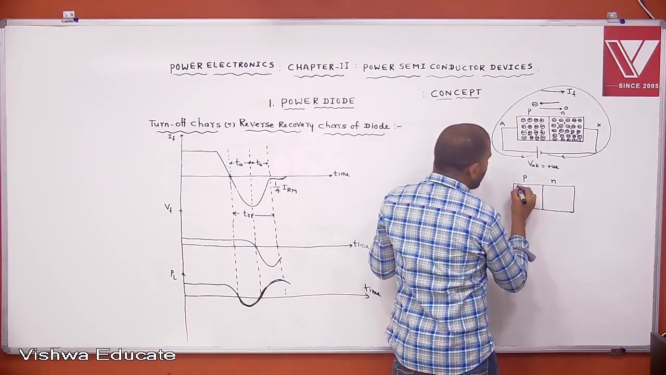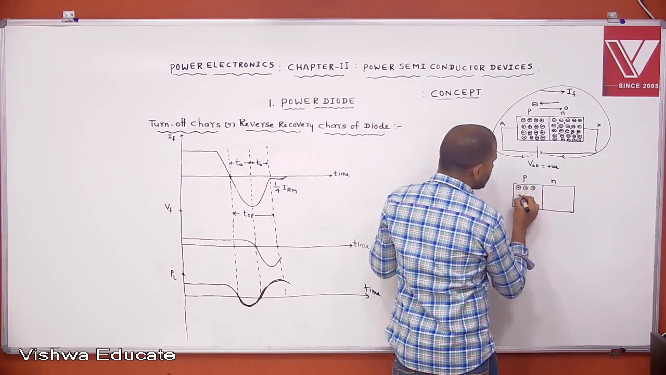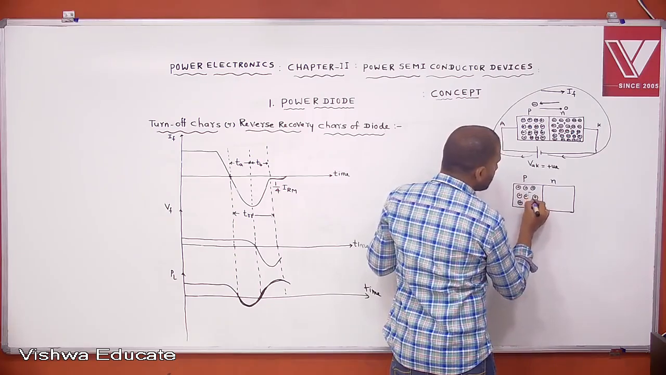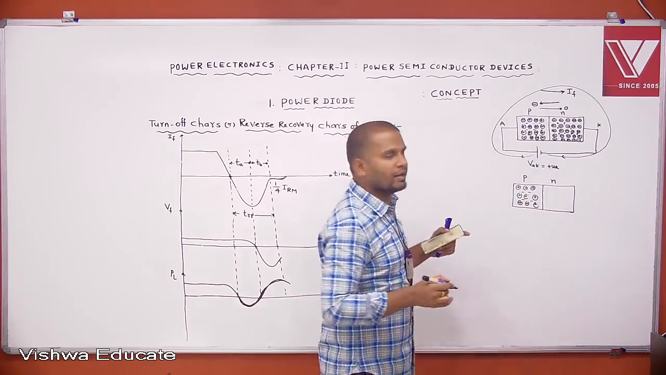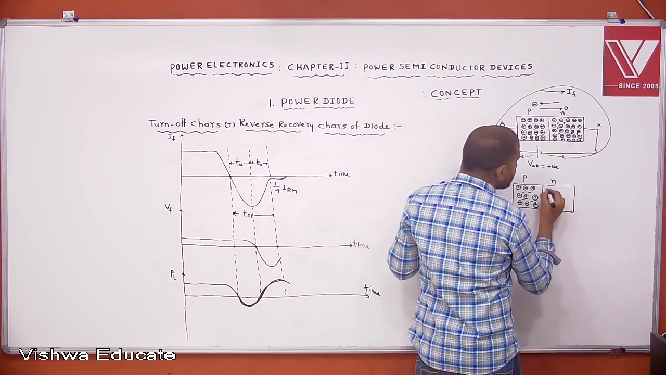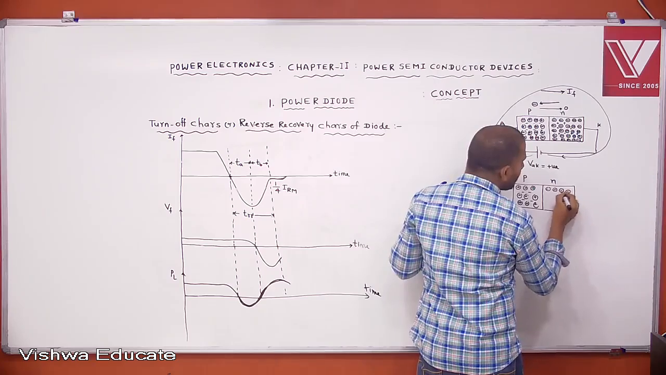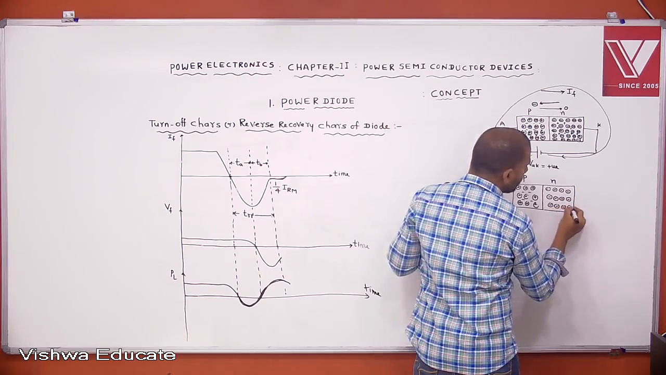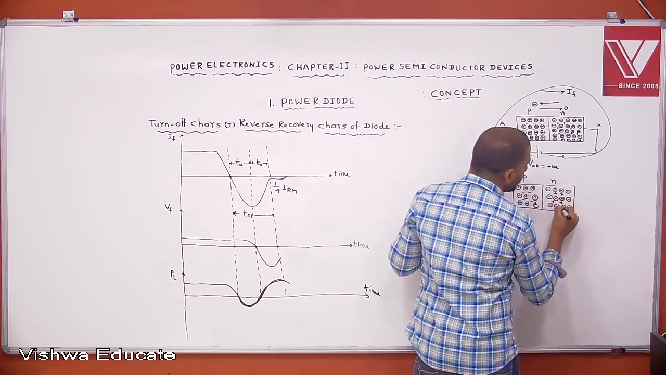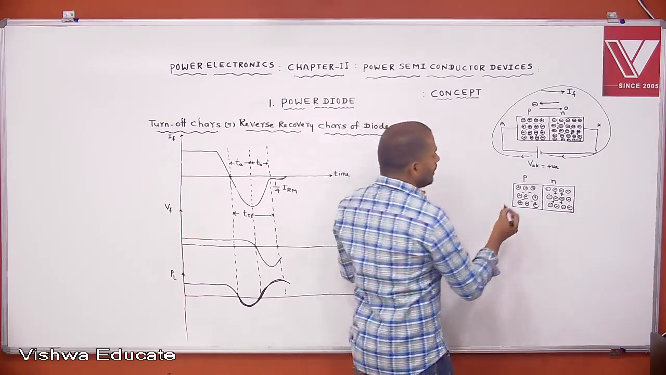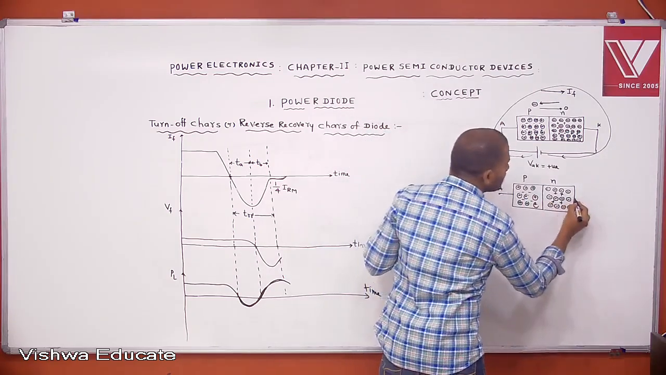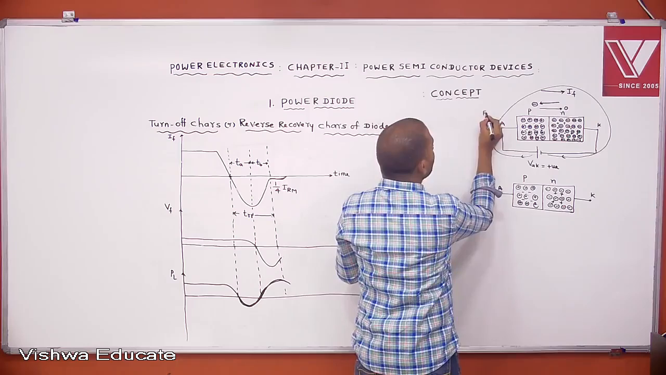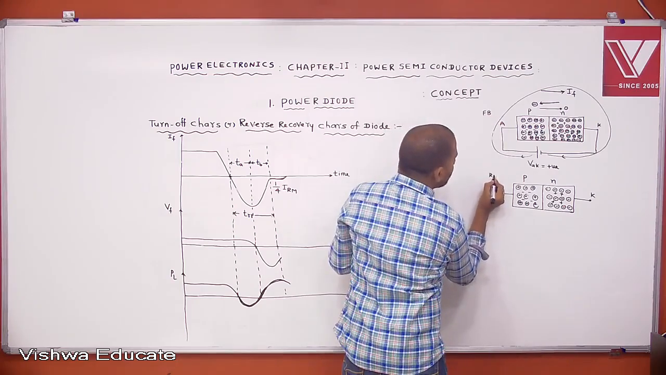Then which are the majority carriers here? Holes, the positive charges, are majority carriers. Which are the minority carriers? Electrons are minority carriers. Then which are the majority carriers here? Electrons are majority carriers. Which are minority carriers? Positive charges are minority carriers. Now this is anode and this is cathode. This is under forward bias condition. It is under reverse bias condition.